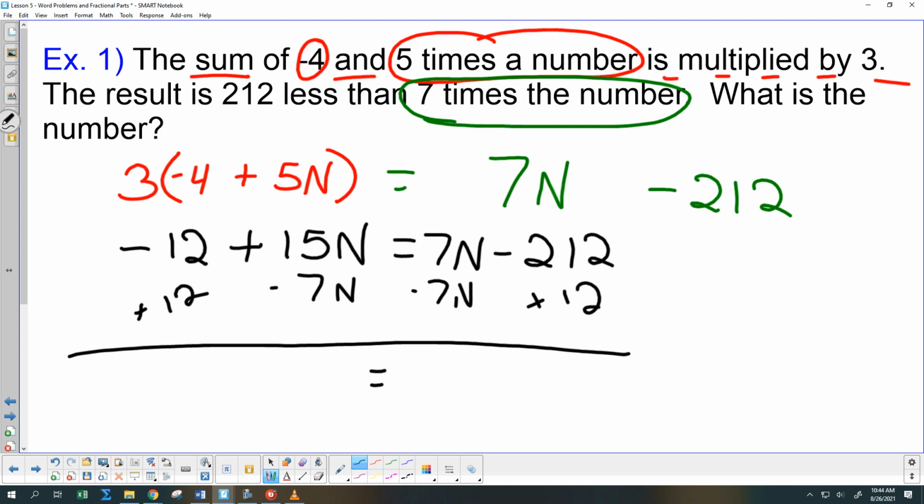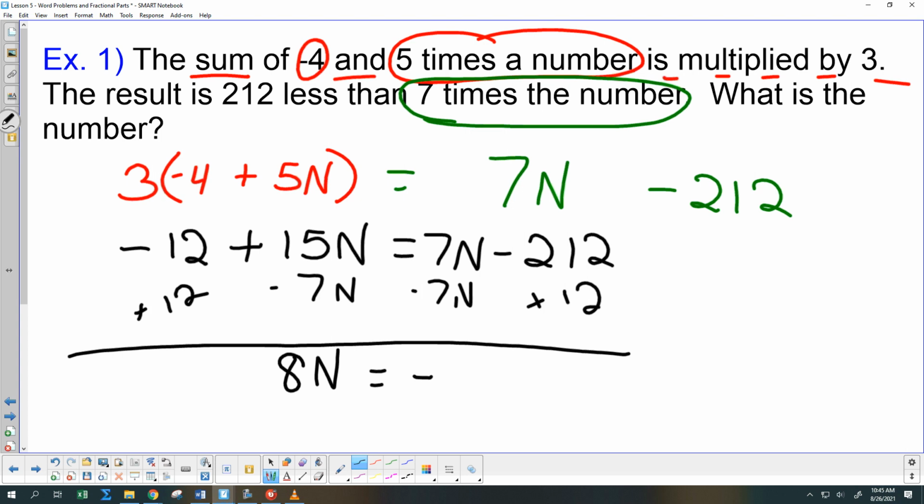And everybody, shout out, what's your final answer for the number? -25. I love it. I'm hearing lots of -25s. Let's see if I can get the same thing. I distributed -12 plus 15n. So then I want to get all the n's on one side. So if I subtract 7n on both sides, I have 8n. Get the -12 on the other side. So I'm adding the 12.